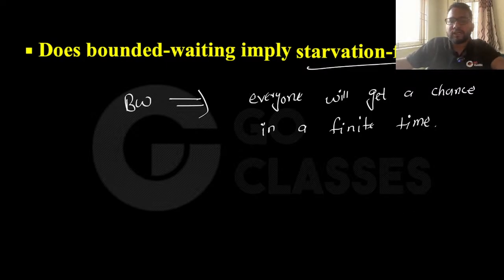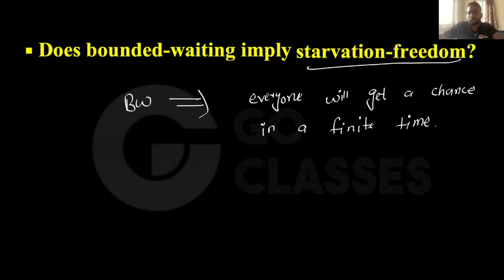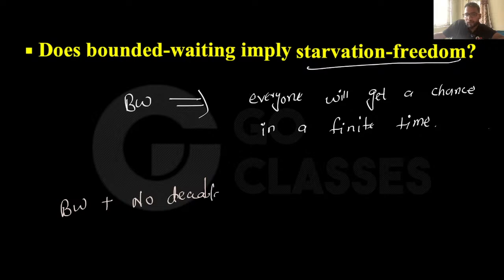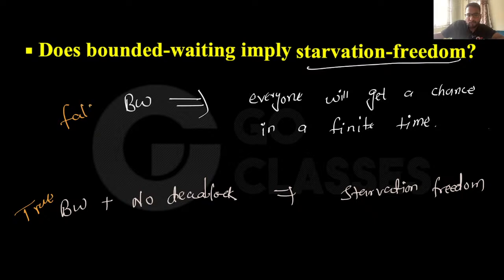If bounded waiting is satisfied, can I say that everyone will get a chance in finite time? The answer to this question is no, right? I cannot say, because if bounded waiting is there, then maybe it is deadlock. But definitely I can say that bounded waiting plus no deadlock, if I eliminate the deadlock condition, then yes, this is starvation freedom. So this thing is true, but the other is false. Is this understood by everyone?